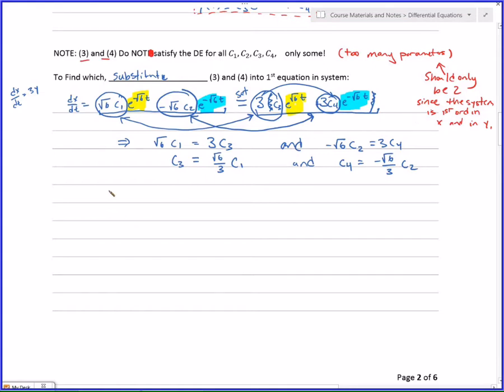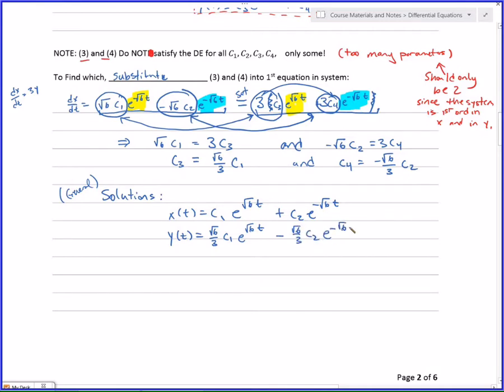So my two solutions now, and these would be the general solutions, will be x of t is C1 e to the square root of 6t plus C2 e to the negative square root of 6t. And now y of t, instead of C3, I'm now going to write what C3 is in terms of C1. Square root of 6 over 3 C1 e to the square root of 6t minus square root of 6 over 3 C2 e to the negative square root of 6t. Now there are only two parameters.